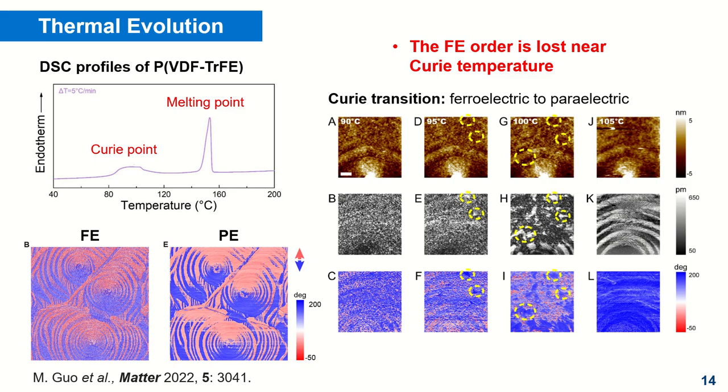We also looked into the thermal evolution of the domain state and found that the stripes disappear when we raise the temperature across the Curie transition. So it's natural that we lost the ferroelectric order, but the toroidal feature is still preserved in the paraelectric phase until the film is completely molten. So therefore, the Curie transition is where the two order parameters can be organized into the same domain state.